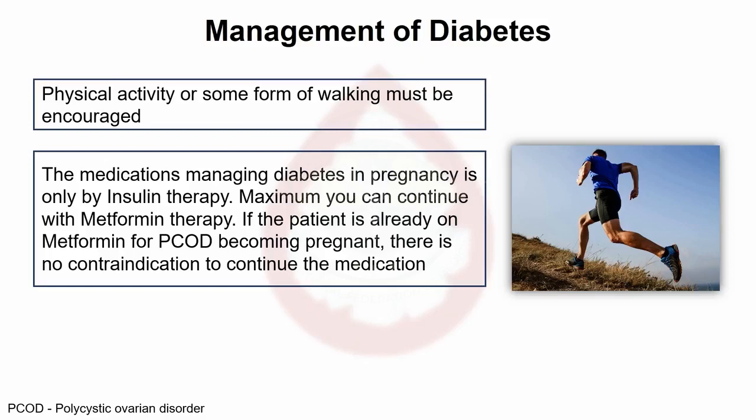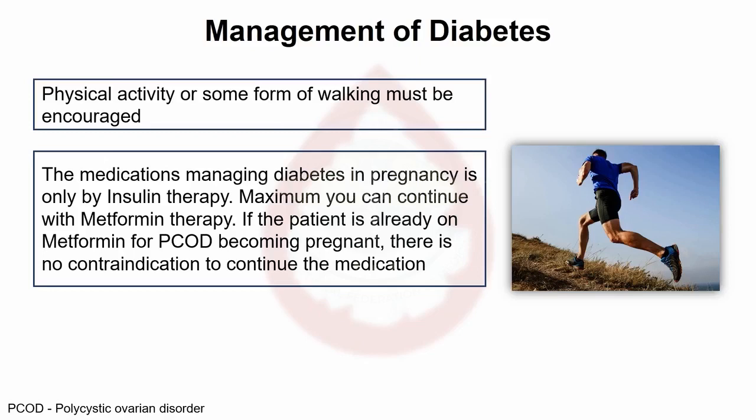In a normal non-pregnant lady, if somebody is becoming diabetic and the patient is obese and all those things, you will advise lifestyle changes and review the patient after 4 to 6 weeks and make sure whether to go for pharmacotherapy or not.